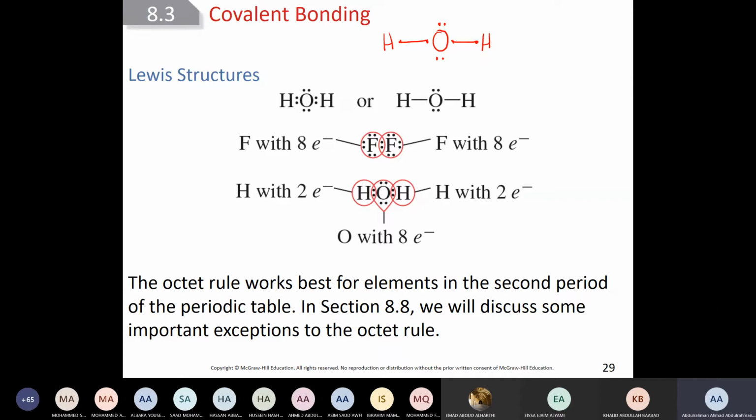And how many electrons around hydrogen? 2. Why 2? Why not 8? Because the nearest noble gas to hydrogen is helium, and helium has nothing except 2 electrons. This is the symbol for helium. You can go this way or this way. But as we said, helium and hydrogen are special cases. Is this clear? Good.